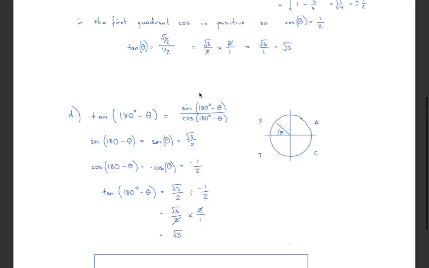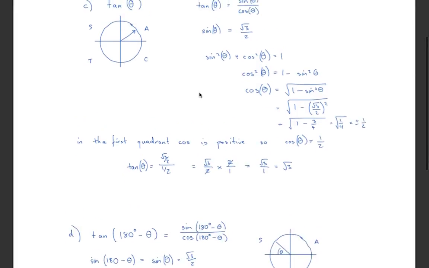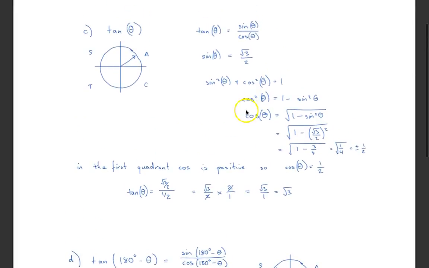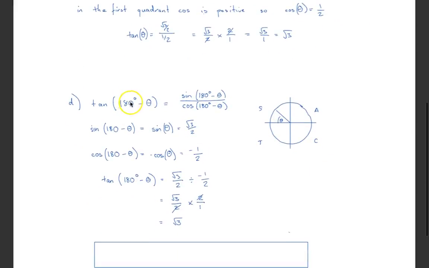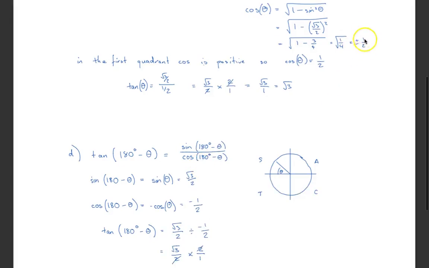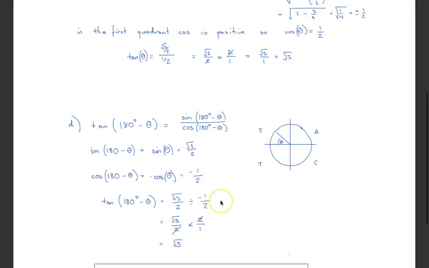Now that was the value given to us in the question. And if you remember, we have already, in question C, worked out that cosine of theta is equal to plus or minus a half. However, for 180 minus theta, we're in the second quadrant. In the second quadrant, cos is negative, so we need to take the negative value here, so negative a half.